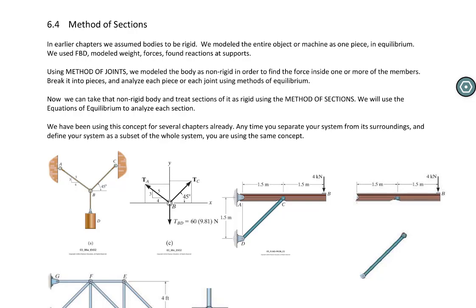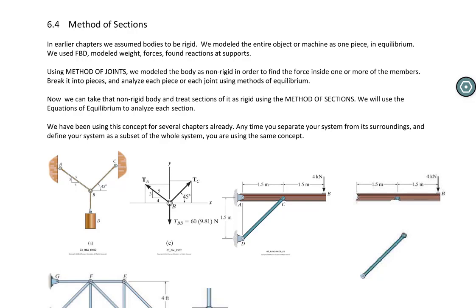Method of sections. This is 6.4. Well, in earlier chapters we assumed bodies to be rigid. We modeled the entire object or machine as one piece in equilibrium, and then we used the free body diagram, weight, forces, etc., and found reactions at the supports.